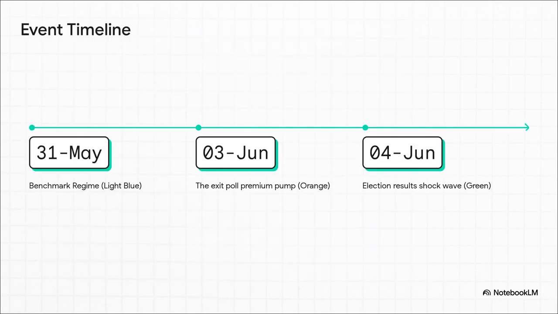To make sense of all this chaos, we're going to use a strict chronological color code. Light blue represents May 31st, 2024, orange represents June 3rd, and green represents the ultimate shockwave on June 4th. Whenever you see these colors, just anchor yourself to the timeline, okay? Blue's the setup, orange is the catalyst, and green is the explosion.